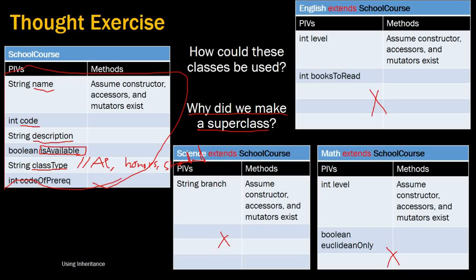And then also the course code of the prerequisite course to this course itself. All of these could possibly have prerequisites. All of them could be AP, honors, or standard. All of them could be available or not available at that school. All of them have descriptions. All of them have a course code, and all of them have a name of the class. That's for Science, Math, and English.